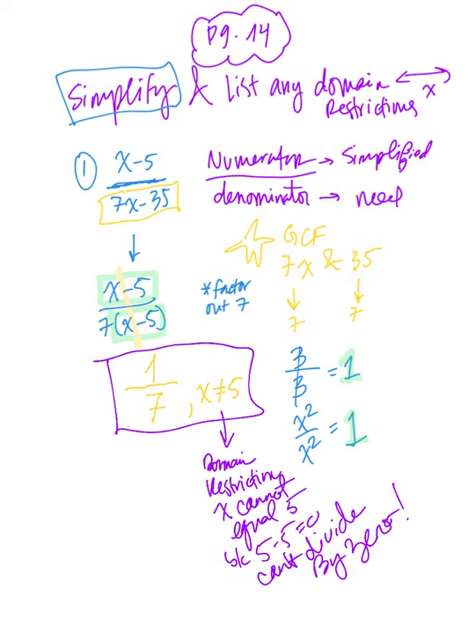I'm going to write it down here in red. x minus 5 divided by 7x minus 35 simplifies to 1/7 with the notion that x cannot equal 5. If you leave this off, it's not too horrible, but it's like a package deal. So that was the first problem.